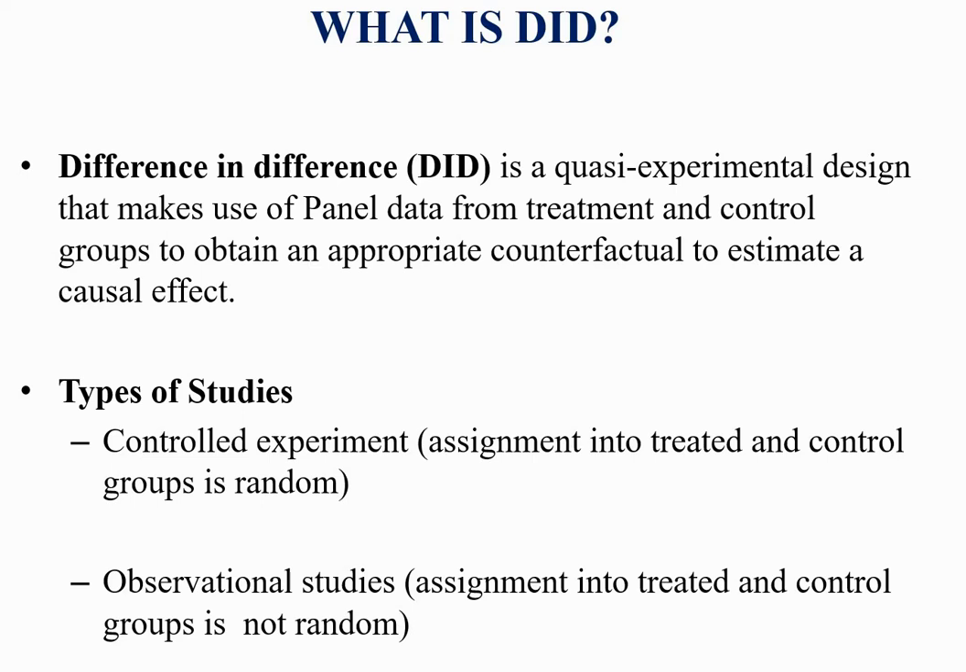So in DID, we usually make use of panel data from a treatment and a control group in order to obtain an appropriate counterfactual. Going on, I will be mentioning treatment group and control group. When we say a treatment group, what do we mean by a treatment group and a control group? A treatment can be a training program, it can be a policy, it can be a law or a regulation that is being enacted by a body.